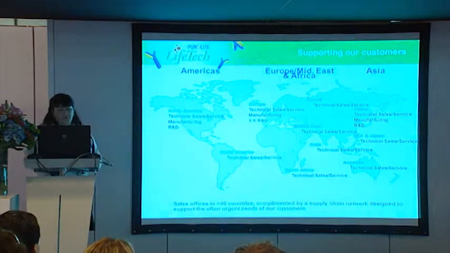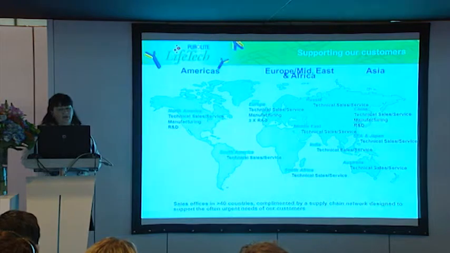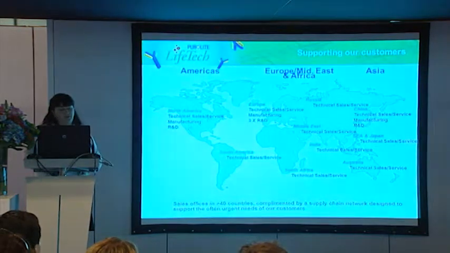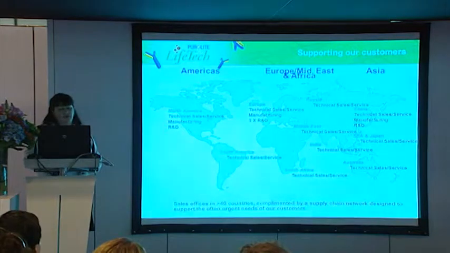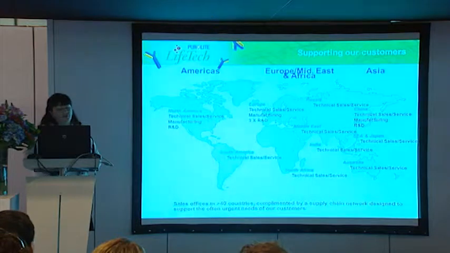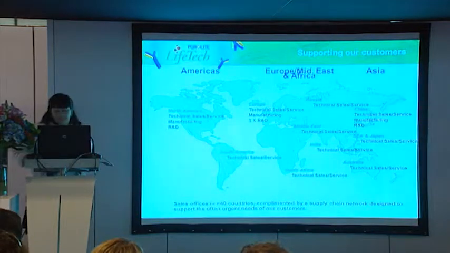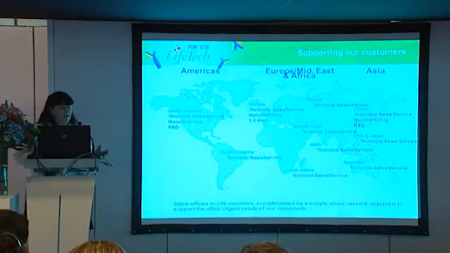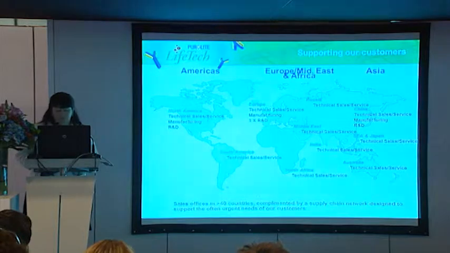So we have 3 research and development centers in Europe. Then we have a research and development center in US and 1 in China, where we have 3 manufacturing sites, 1 in US, 1 in Romania, where we manufacture GMP products and products for pharma, and in China. So our production capabilities are, of course, on multi-ton scale.